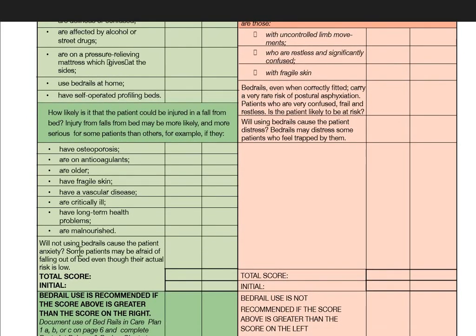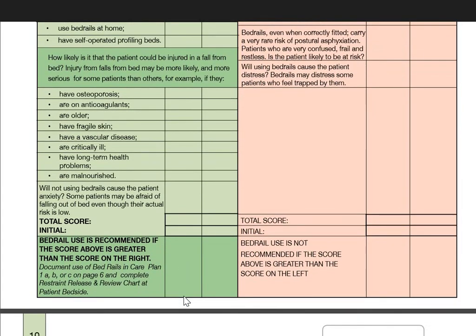And then, will not using the bed rails cause the patient anxiety? Some patients may be afraid of falling out of bed even though their actual risk is low. So if that is the case, we can put in a score there of 1, okay? So the total score, and we put in our initial. So bed rail use is recommended if the score above is greater than the score on the right.